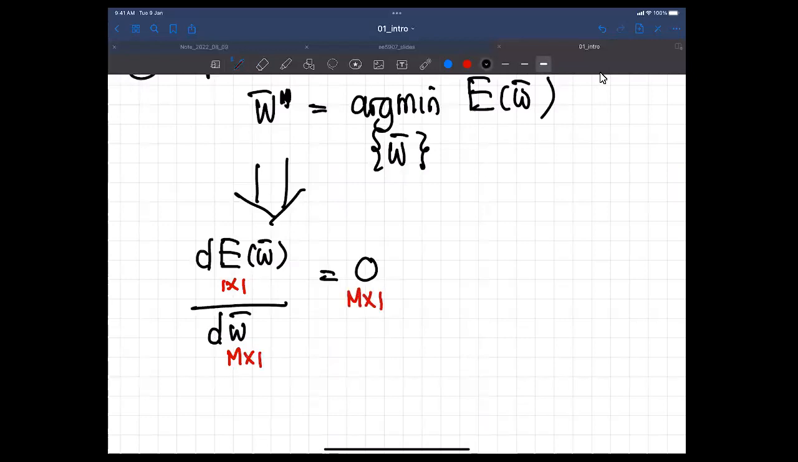It's actually a vector. The 0 here is a 0 vector, and the number of 0s is M. So again, if you cannot imagine this, it's basically 0, 0, 0, 0 until the last 0, and this is M by 1.